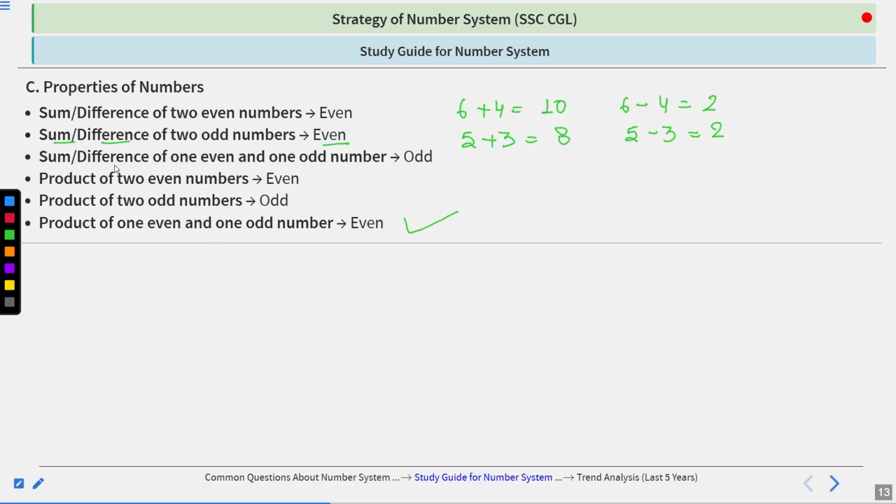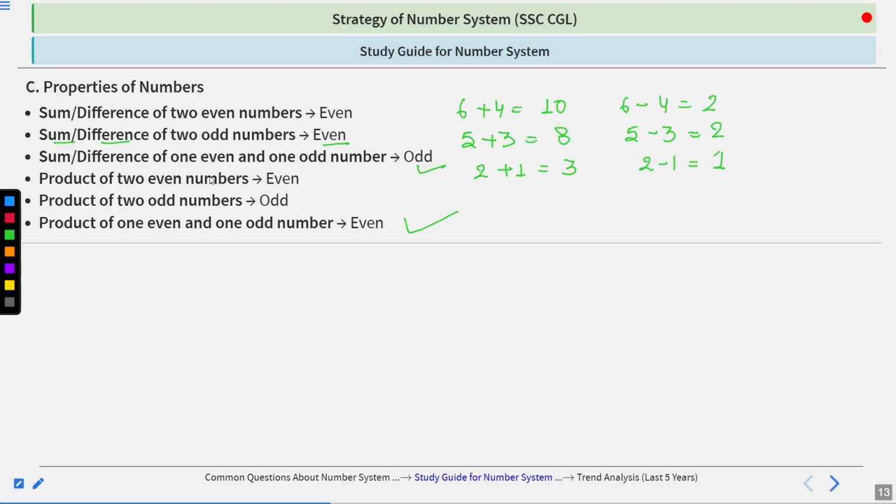Same way, sum and difference of one even and one odd number will always be odd. Now, if we take 2 and 1, 2 as an even and 1 as an odd number, what do we get? We always get an odd number. Now when we subtract, 2 minus 1, then we again get an odd number.